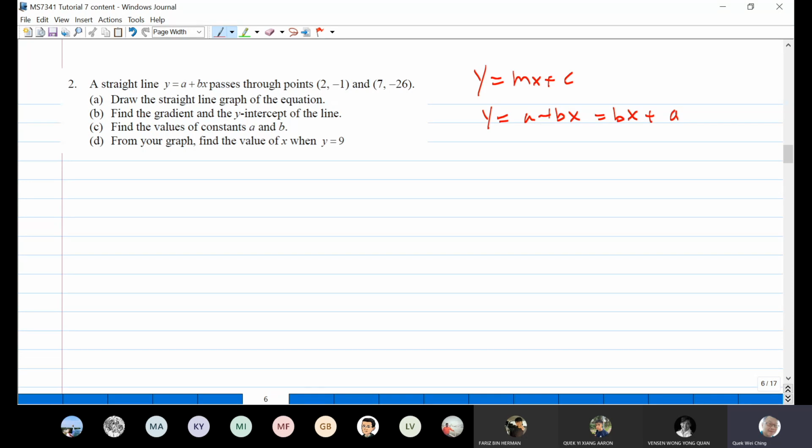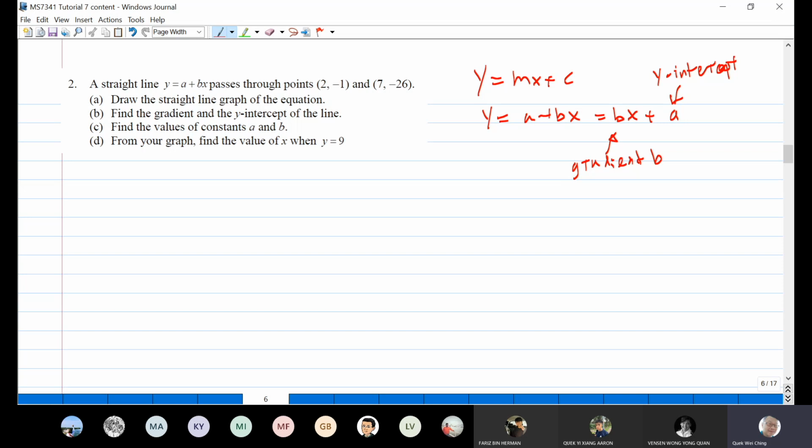Okay, so what is b now? B is actually your m here. So this is called the gradient. The gradient is b. And then the a here is like your c here, the y intercept. So you find it according to the method in question 1. Then you can do all the similar calculation and check your answer.